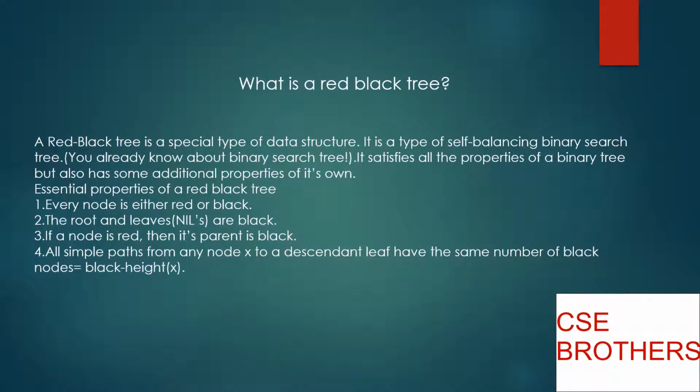Now it satisfies all the properties of the binary search tree, but besides all those properties, it has some specified properties of its own. These four properties must be satisfied if a binary search tree is to be considered a red black tree. The four properties are listed below and will be explained thoroughly in the further slides.